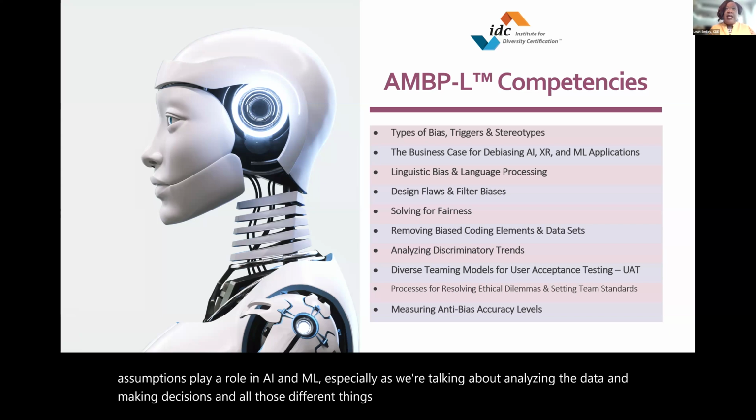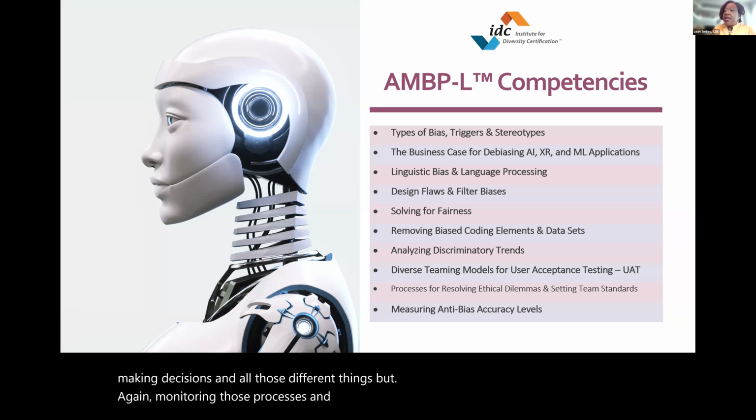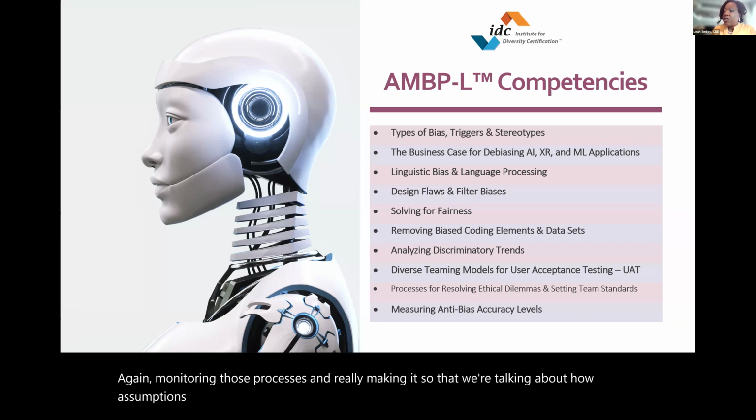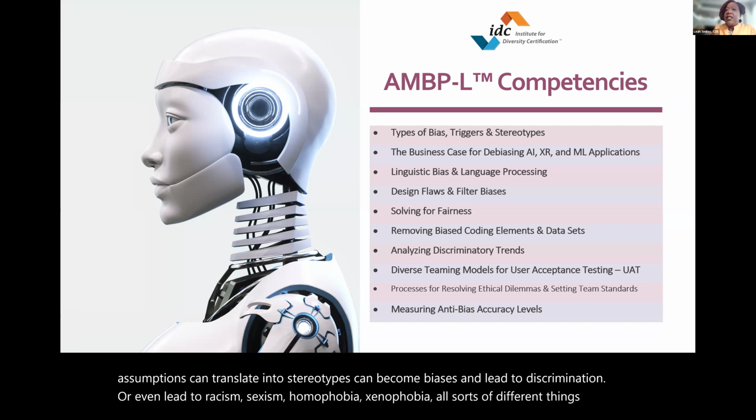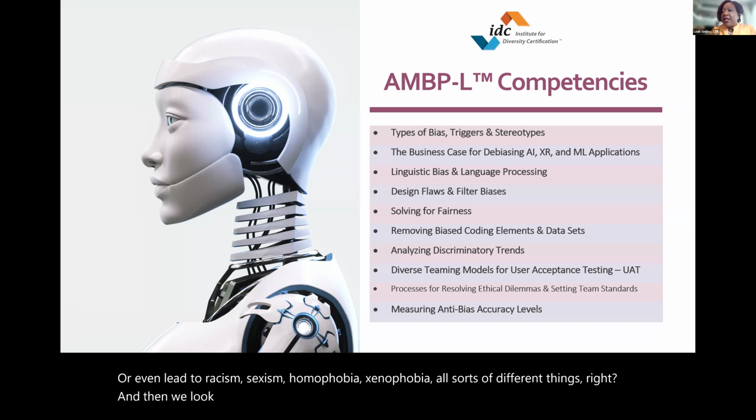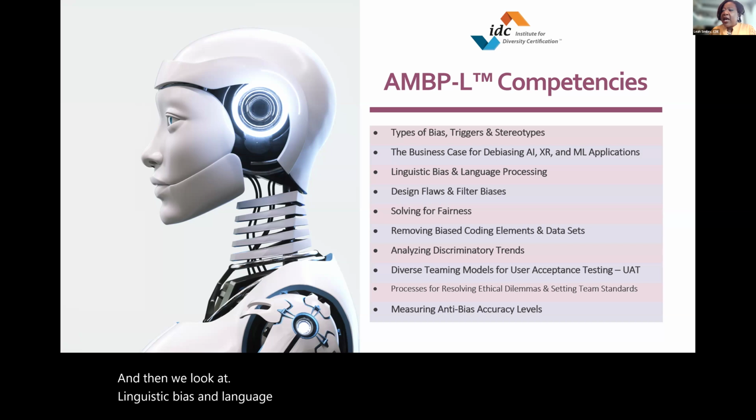But again, monitoring those processes and really making it so that we're talking about how assumptions can translate into stereotypes, can become biases and lead to discrimination, or even lead to racism, sexism, homophobia, xenophobia, all sorts of different things, right? And then we look at linguistic bias and language processing and what that actually means and how they're different.